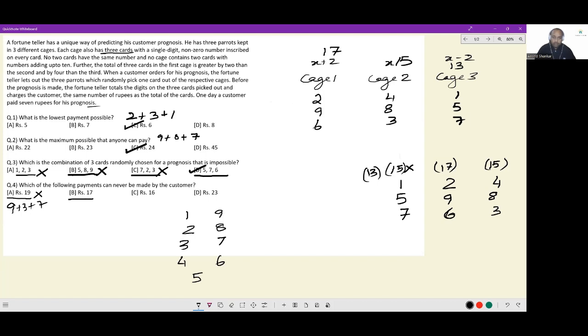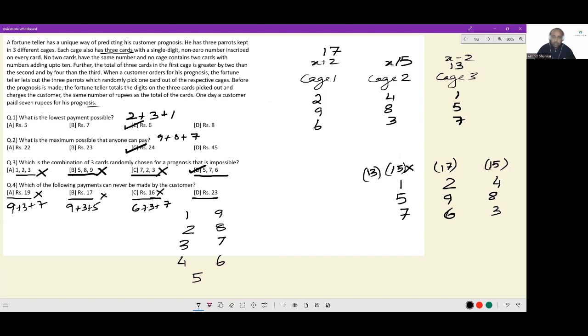How about rupees 17? I need 2 lower. So it can be 9 plus 3 plus 5. So this is also possible. We cannot have this. How about rupees 16? For 16, I need 6 and 3 and 5. No. 6 and 3 and 5 is not good. 6 and 3 and 7 would work. 6 and 3 and 7 can get me 16. So this is possible.